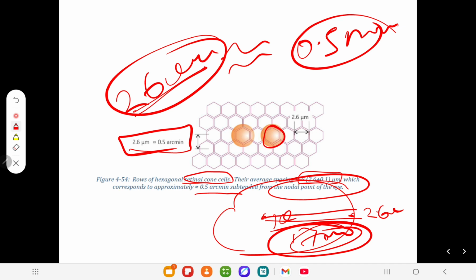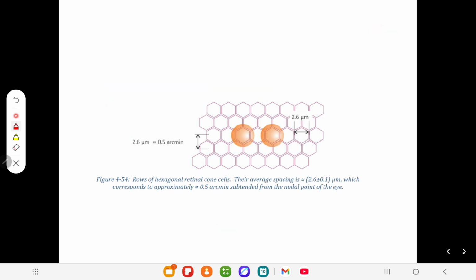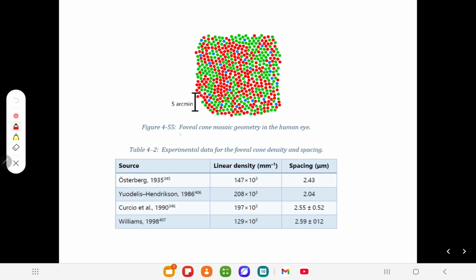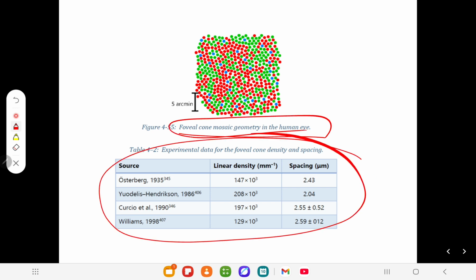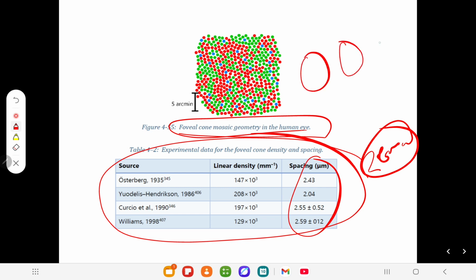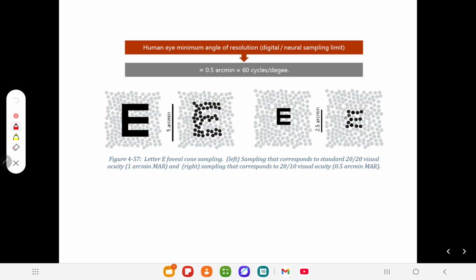But two of the cones are stimulated and one is not stimulated. This is the perfect criteria for resolution. So, foveal mosaic geometric pattern, and this is the study. The study shows approximately 2.6 micrometer is good spacing. At least 2.6 micrometer means one diameter of the foveal cone, isn't it? Because one is stimulated, one is unstimulated, and another is stimulated.